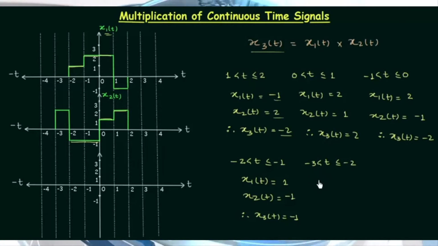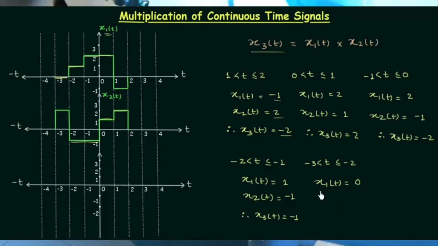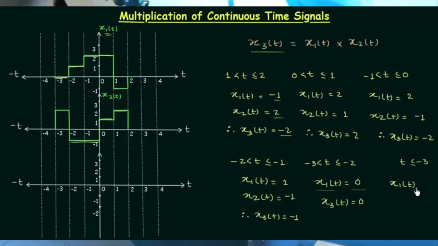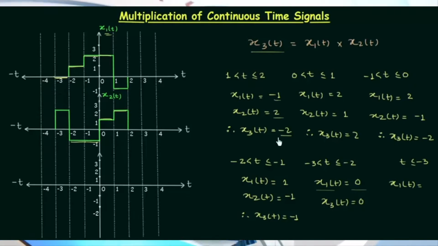When time is less than or equal to -2 but greater than -3, signal x1(t) is equal to 0. You can see it is equal to 0, and as we are performing the multiplication, if any one signal is equal to 0, the resultant signal will also become 0. Now we will find out the resultant signal when time t is less than or equal to -3. Signal x1(t) is equal to 0, and therefore x3(t) will also become 0. There is no need to find signal x2(t) in both these cases because x1(t) is equal to 0.